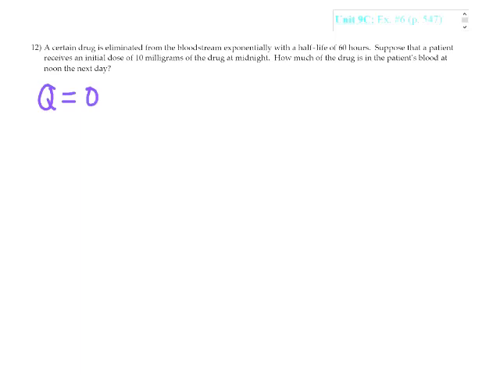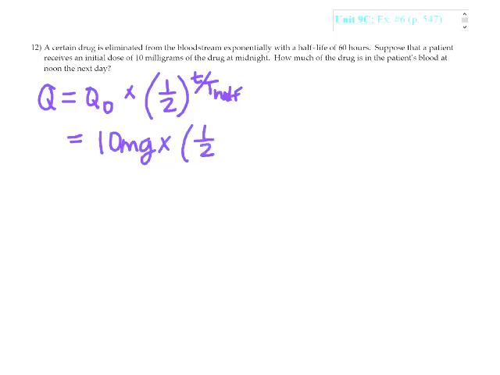We're going to want to use a different formula. So we're going to use Q equals Q naught times 1/2 to the power of T over the time of the half-life. Okay, so we're going to substitute the values that we know. We know that the initial dose is 10 milligrams. So Q naught is going to be 10 milligrams. Let's solve one thing at a time, but we'll leave time as T. And we know that the time for the half-life is 60 hours, so T over 60.